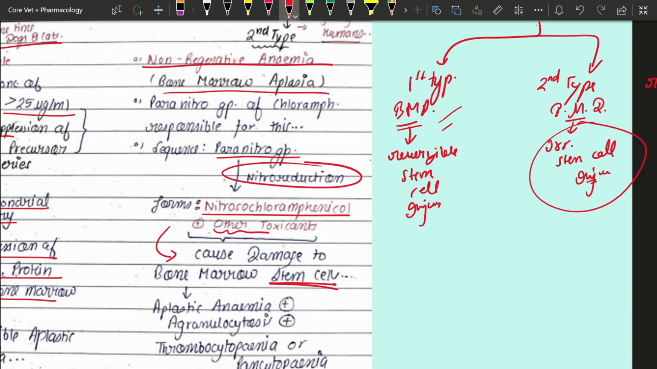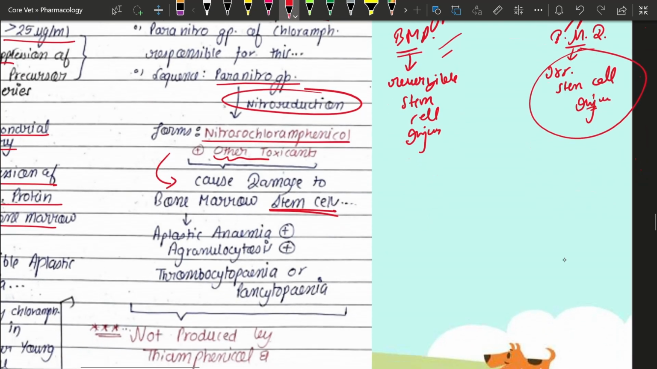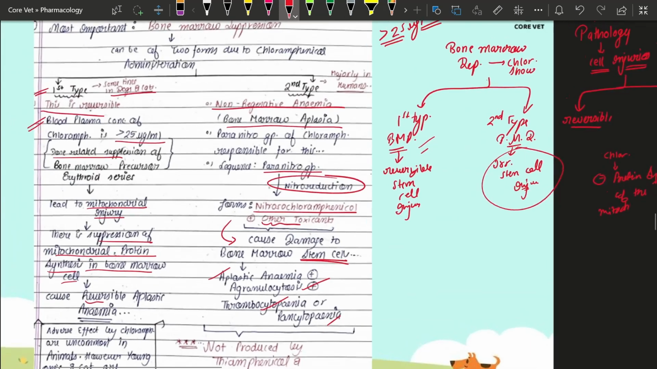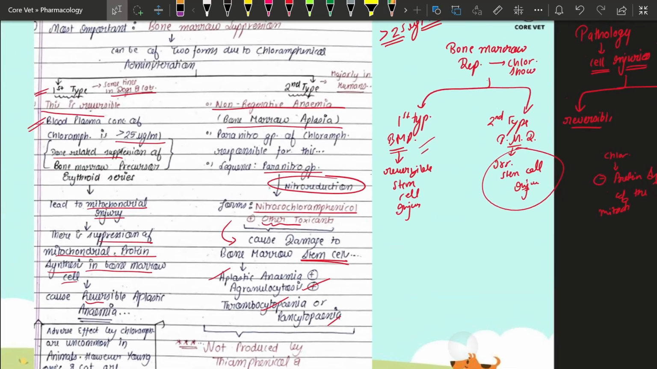The toxicant that is produced after nitro reduction leads to damage to the stem cells, which is permanent in nature. This will lead to aplastic anemia, agranulocytosis, thrombocytopenia, and pancytopenia. But this particular adverse effect is not produced by the chloramphenicol derivatives, which were thiamphenicol and florfenicol. I'll discuss them later. It is not produced by the chloramphenicol derivatives.